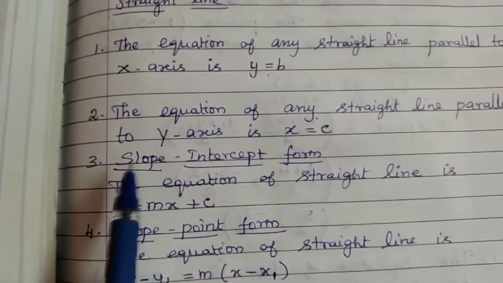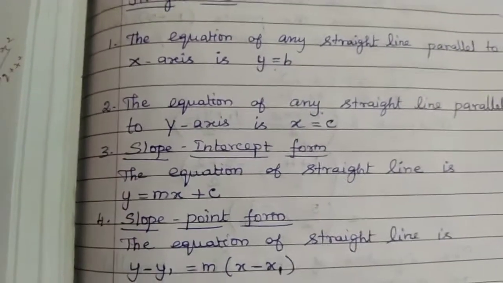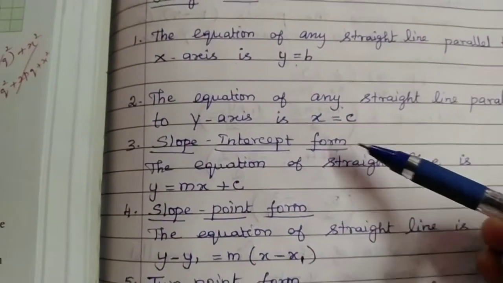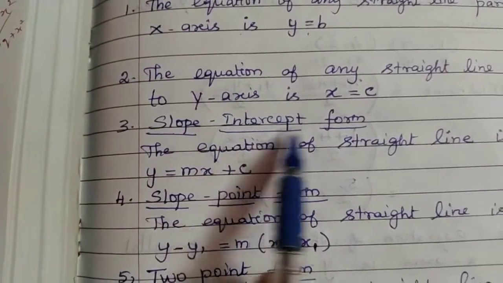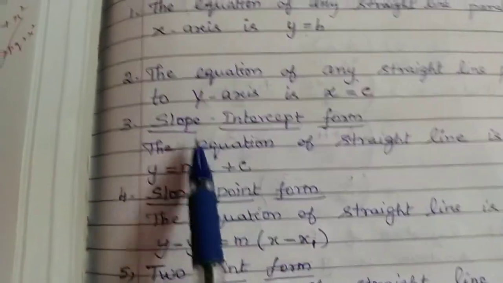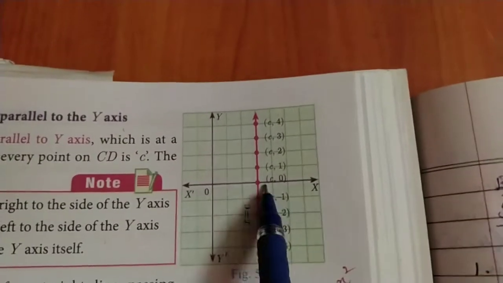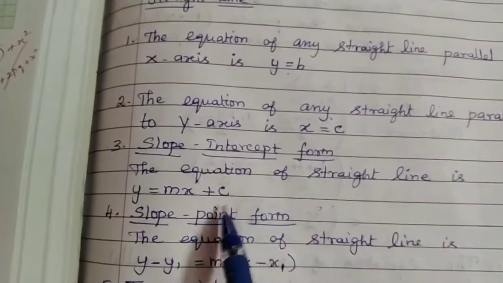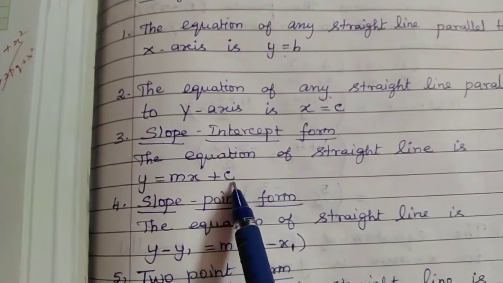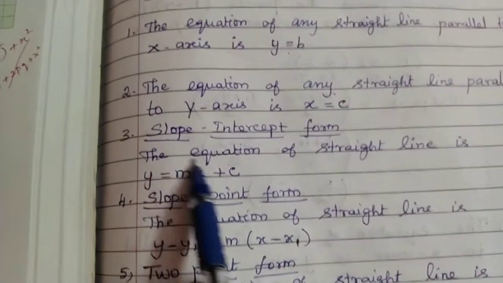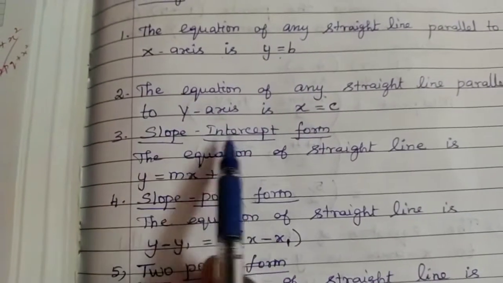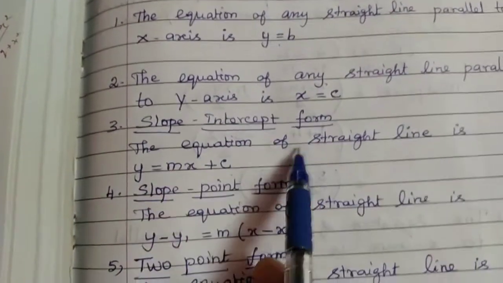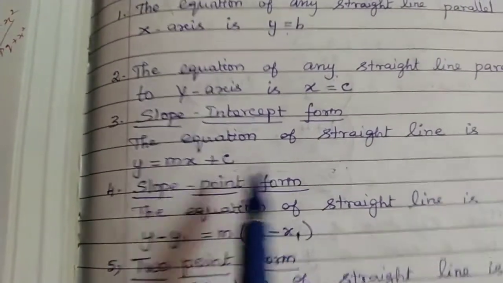Okay, now we want to see the equation of the line. There are four types of formulas. First type is slope intercept form. One slope and intercept. Intercept means the distance between that value. Y intercept value c. That is, the equation of the straight line is y equal to mx plus c.